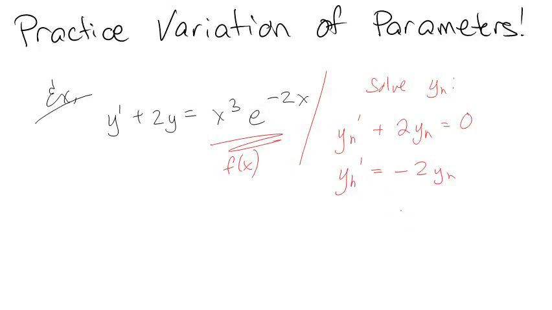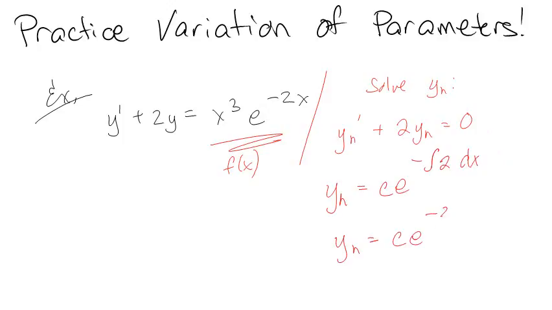I know the little strategy: my homogeneous solution is some constant times e to the minus integral of the coefficient in front of the y. So I have to do less work. I've got c e to the minus 2x. Then I'm going to guess a solution of y equal to u times this.